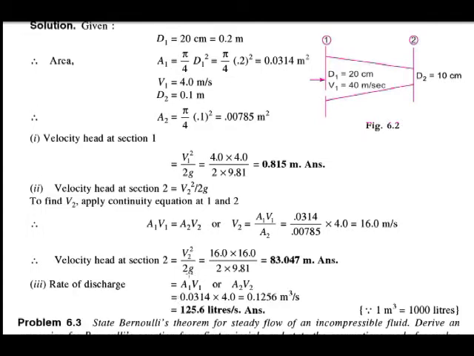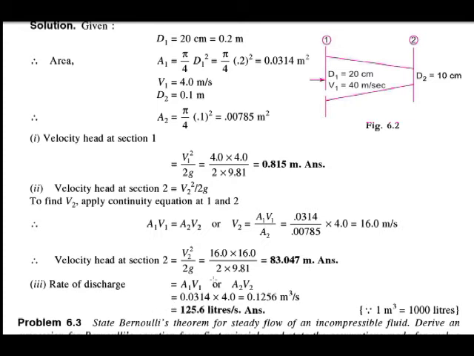The formula is v2 square by 2g. Then v2 is 16, so 16 square upon 2 into 9.81. So the velocity head at section 2 is 83.047 meter. Next we have to calculate the rate of discharge.